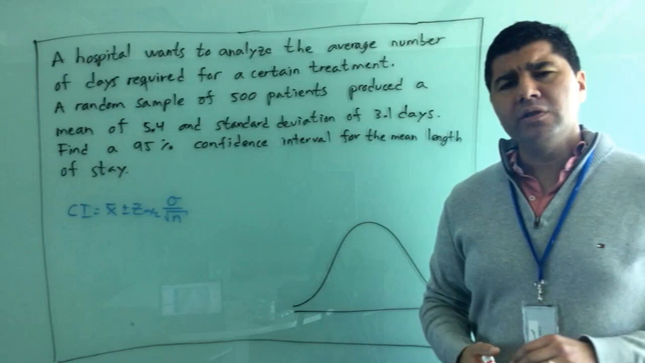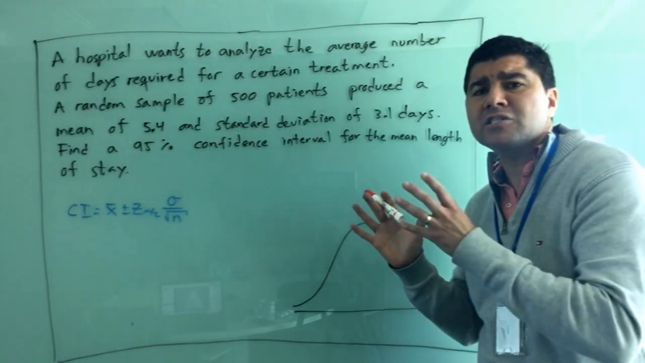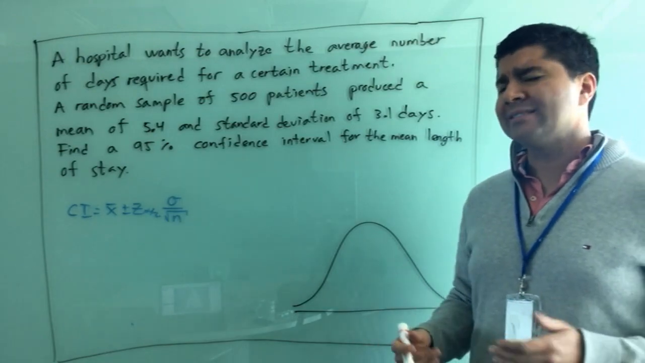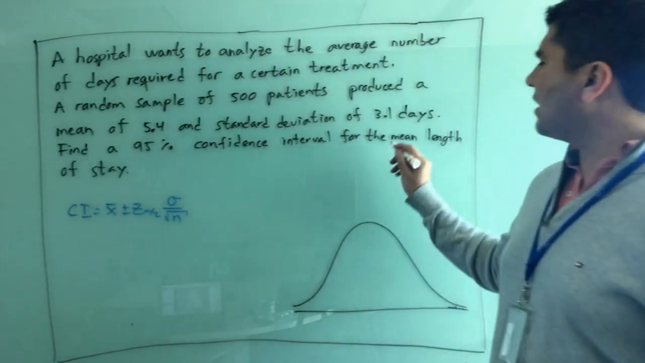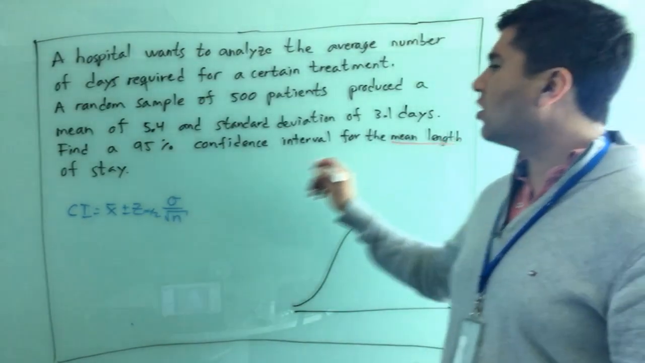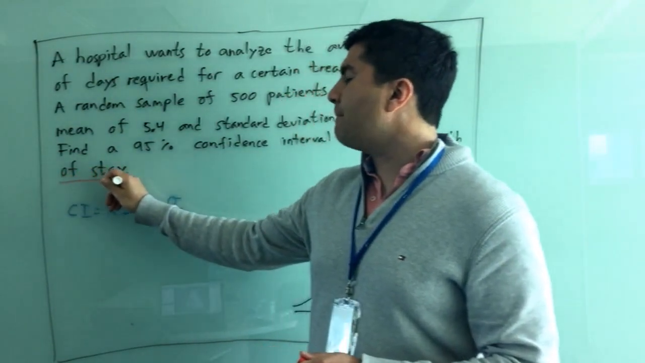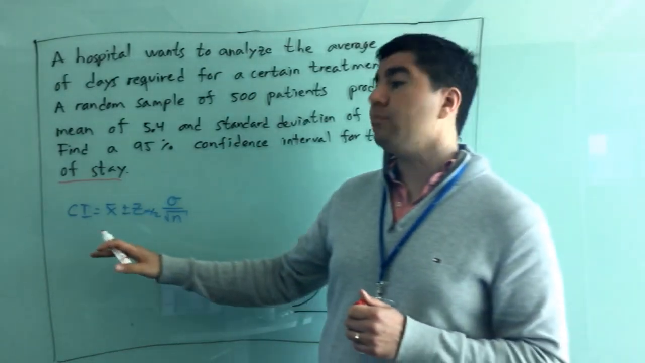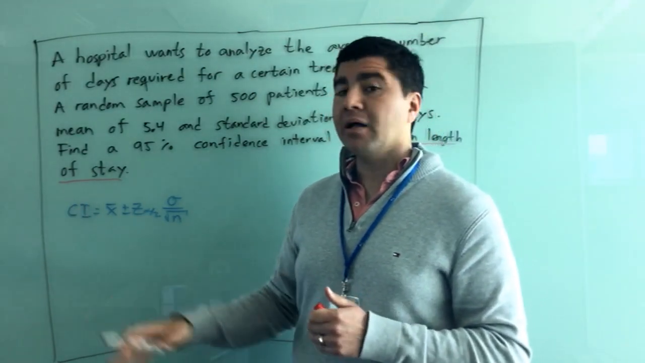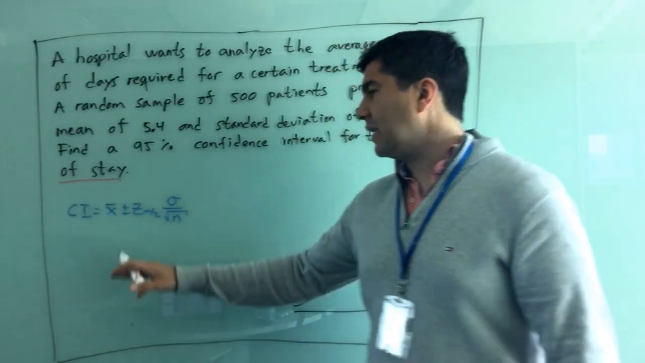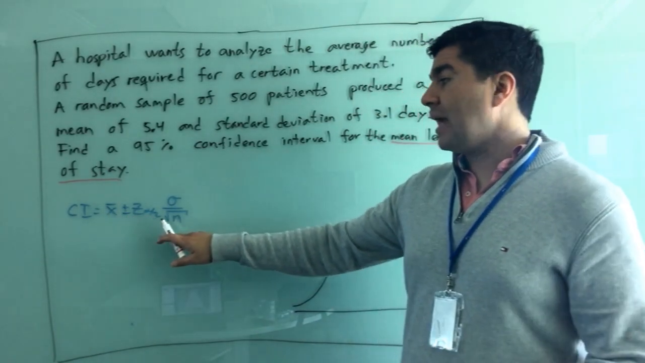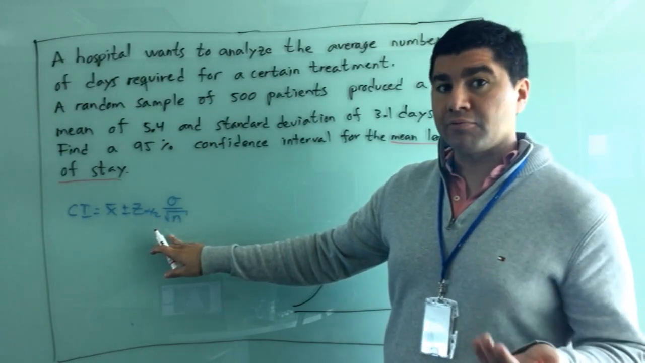The first thing that we need to do is to look at the exercise and understand what is the parameter that we want to analyze. We need to see that they're asking us for the mean length of stay because it is a mean. We know that what we will be using is the formula for mu, the confidence interval for mu. That is x bar plus minus the confidence level times the standard error.